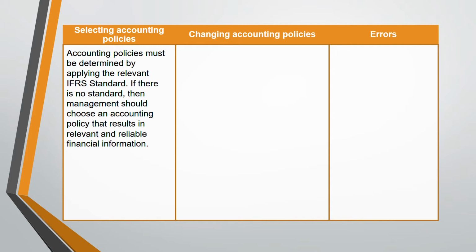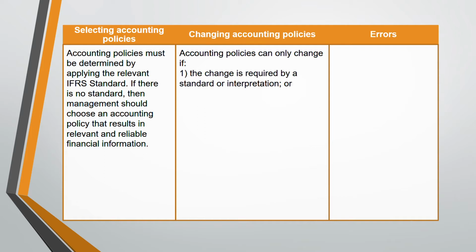So for selecting accounting policy, we select based on the specific standard; if a specific standard is not there, based on relevance and reliability. When you have to change accounting policies, there are situations in an entity where you have to change them sometimes. But accounting policies can only change if two conditions are met. Only under these two conditions can you change. Other than this, you cannot change accounting policy.